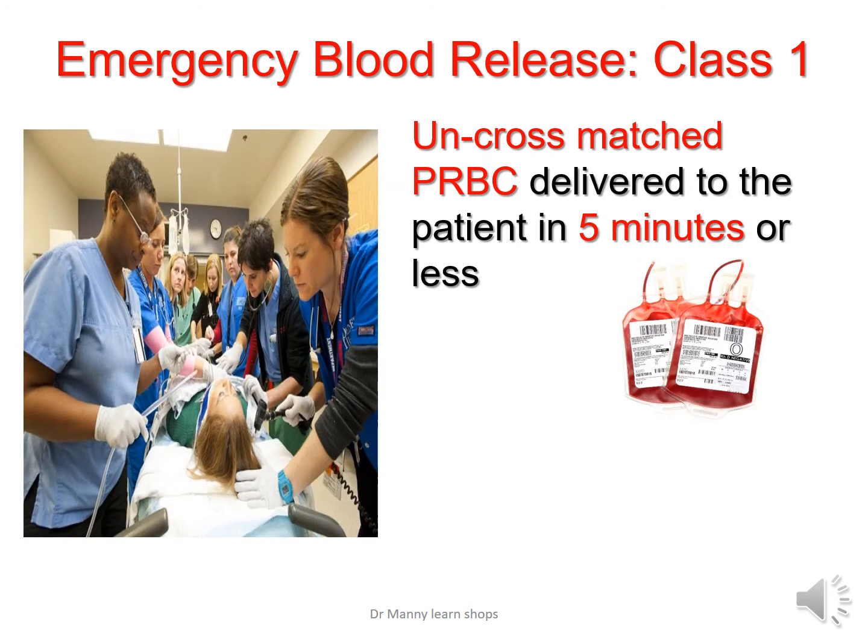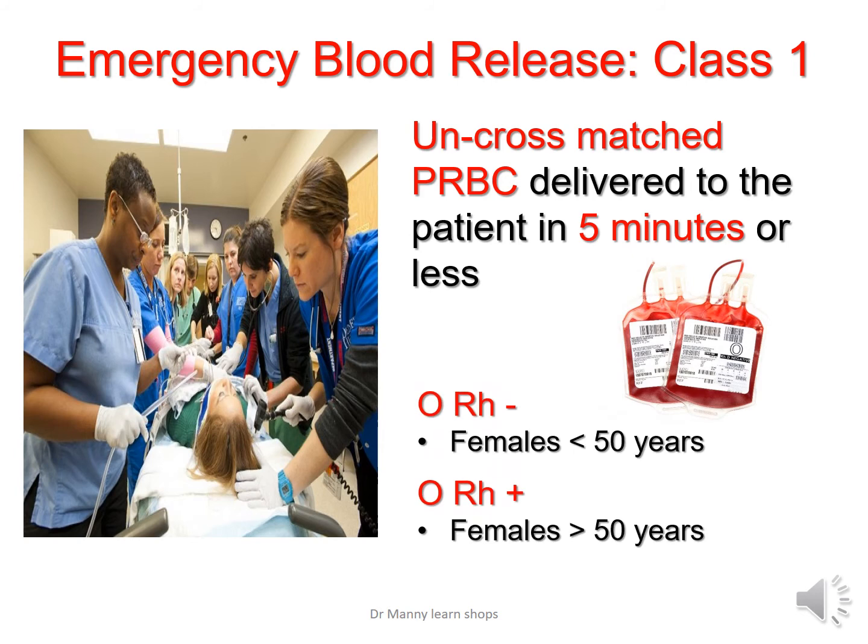If blood has to be released in an emergency situation, it can either be class 1 or class 2. Class 1 means uncross-matched blood, being packed red blood cells, can be delivered typically within most organisations from the blood bank or the transfusion unit to a patient in 5 minutes or less. Uncross-matched blood is typically O-RH negative, and look, it can be O-RH positive.